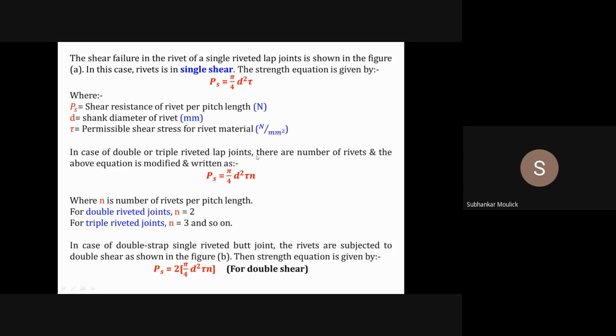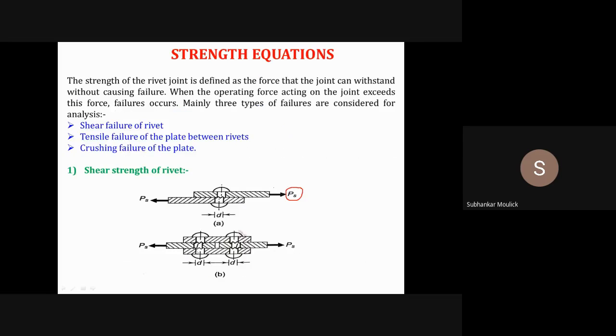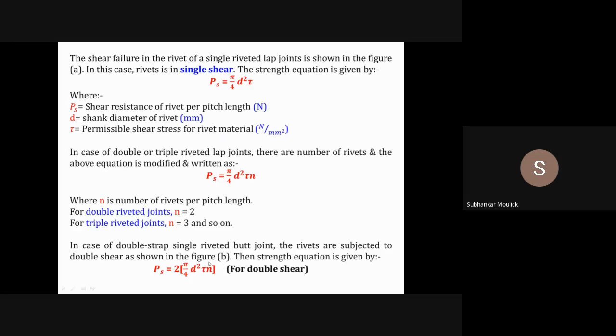This is valid in case of riveted lap joints. But in case of butt joints, for example, if you see the second figure, it is a single riveted double strap butt joint. So in case of a double strap single riveted butt joint, the rivets are subjected to double shear.